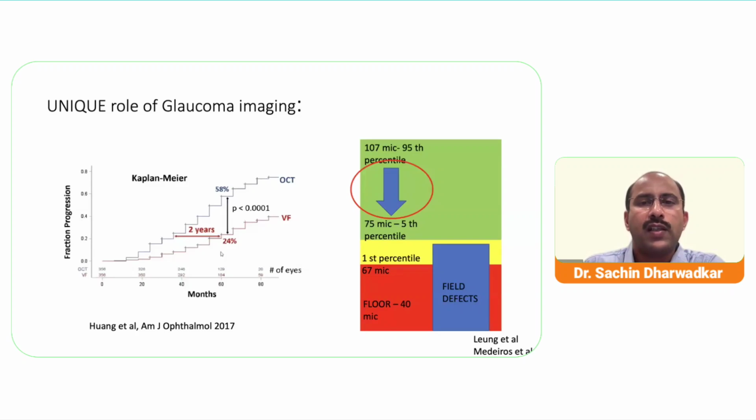Now, if you want to identify progression, and the difference between the 95th and 5th percentile is 50 microns, you have to imagine the precision by which you have to measure each 5 micron step in the decay of the nerve fiber layer in progression assessment in glaucoma. So it's very, very important for us to understand that precision is the key, and that has to be the most important ingredient of your examination.